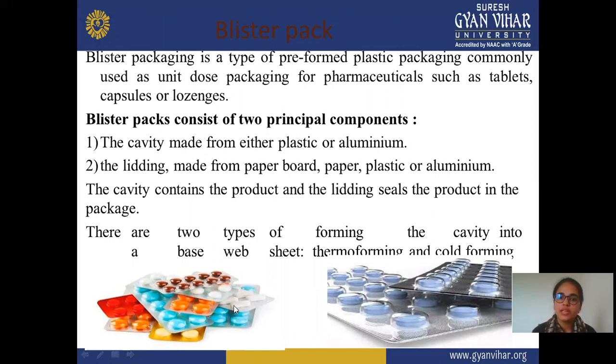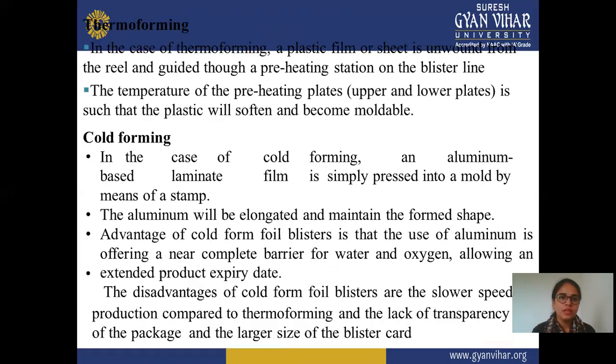It is mainly made of lidding and paperboard, plastic and aluminum type materials. The cavity is formed in the base web or sheet by thermoforming and cold forming. It forms one blister type hole, or you can say a pocket part, so that you can easily form this cavity, put in your tablet and seal it with the aluminum foil. Next is thermoforming. In thermoforming, a plastic film or sheet is unwound from a reel, and the temperature of the preheating plates, upper and lower plate, is such that the plastic will soften and become moldable. And next is cold forming.